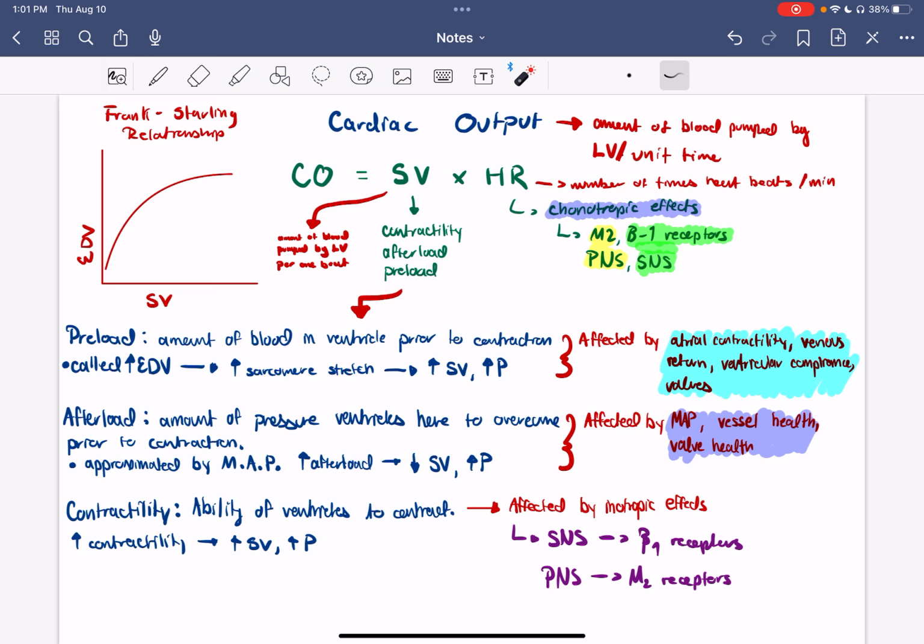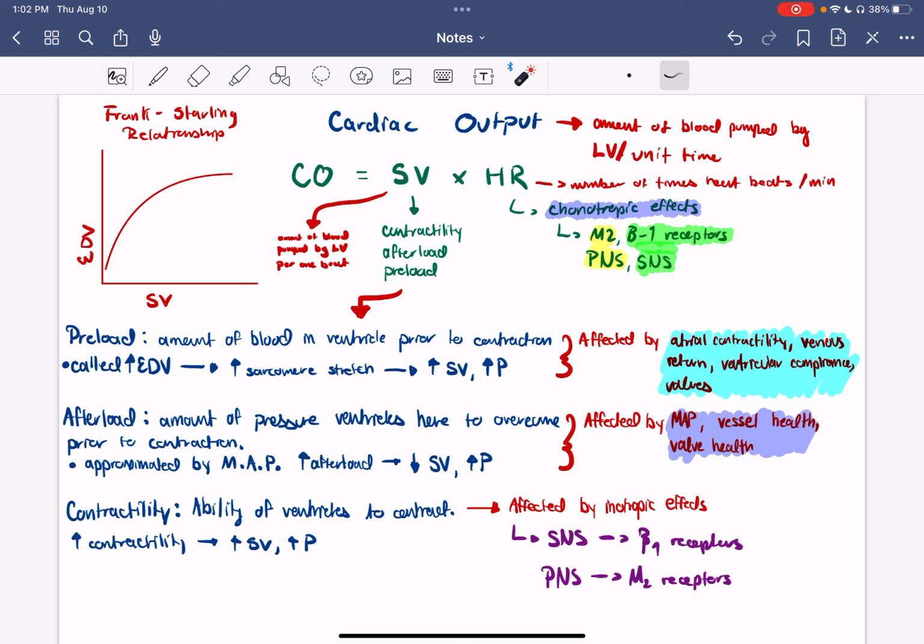Preload is also called end diastolic volume. If you break that definition down, end diastolic volume is the amount of blood after diastole is over that's in the ventricles. And if you have increased blood, you have more stretching of that ventricular chamber. That leads to the sarcomeres in the cardiac myocytes stretching more. And when they stretch more, that increases stroke volume. That is the Frank-Starling relationship. It states that increased sarcomere stretch leads to increased stroke volume, and therefore increasing end diastolic volume would increase the stroke volume until a certain point where it plateaus.